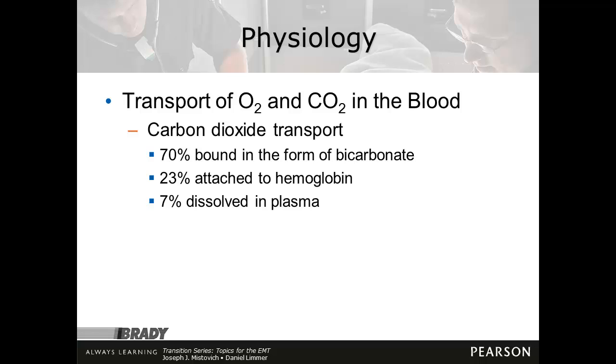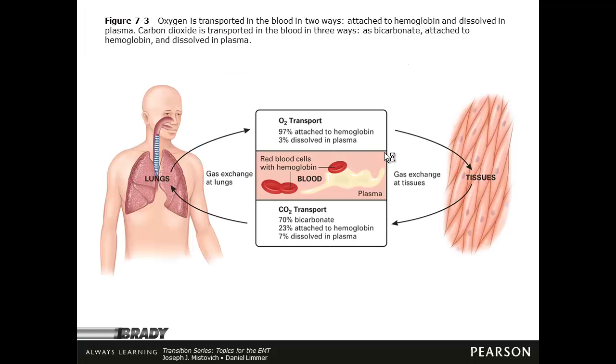When the bicarbonate reaches the lungs, the carbon dioxide will dissociate from the water, and the carbon dioxide will diffuse into the alveoli to be exhaled. In summary, oxygen transport mostly happens on the red blood cells. CO2 transport mostly happens within the plasma as bicarbonate.